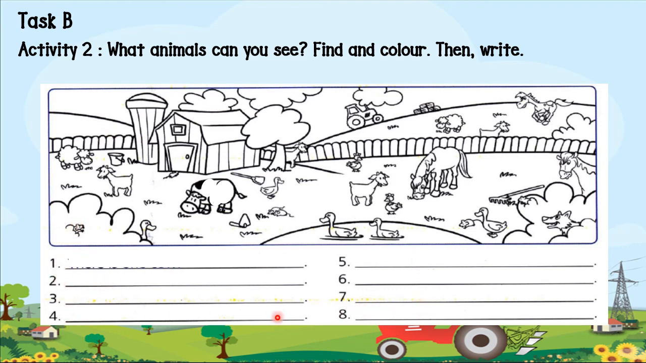For example, number 1, I found a cow. I color the cow. Then I write. There's only one cow here. So I write down here, there is one cow.